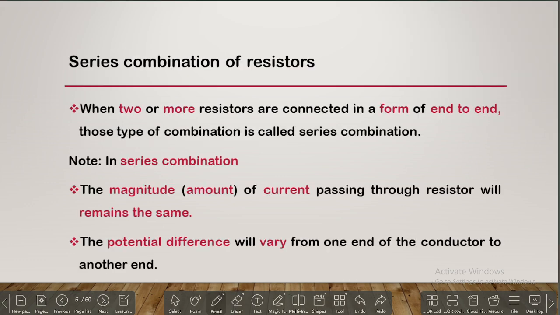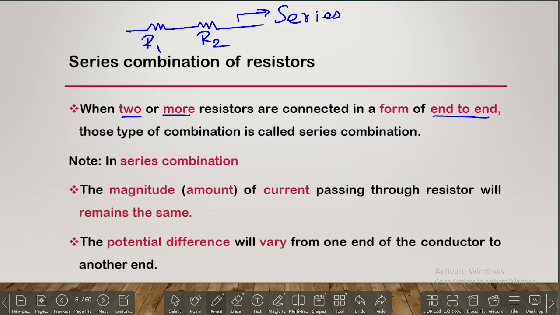So first, what is meant by series combination? When two or more resistors are connected end to end, the end of the first resistor is connected to the end of the second resistor, then we can say that the given combination is in series. Even if the diagram is drawn in this format, the combination is in series, because the end of the first resistor is connected to the end of the second resistor, and the end of the second resistor is connected to the end of the third resistor.